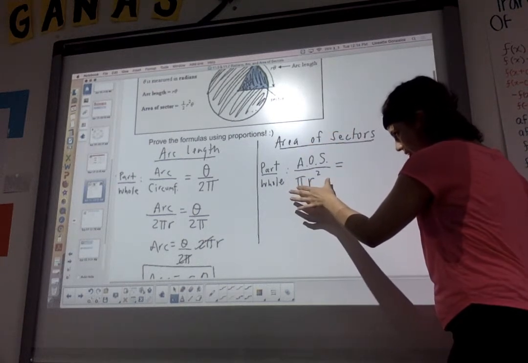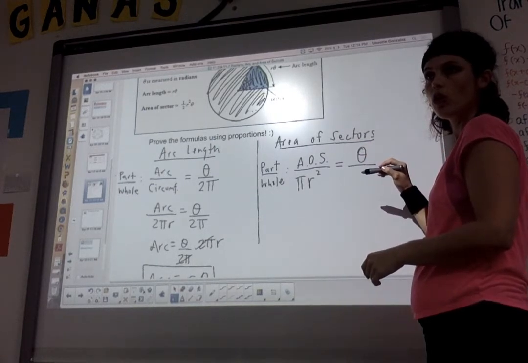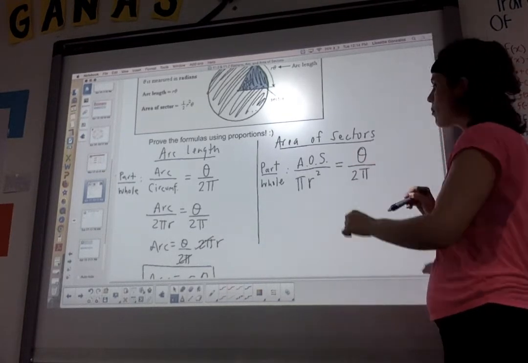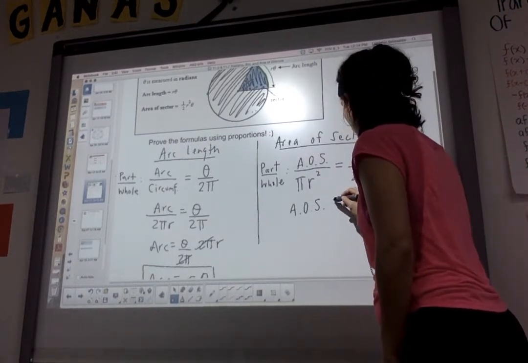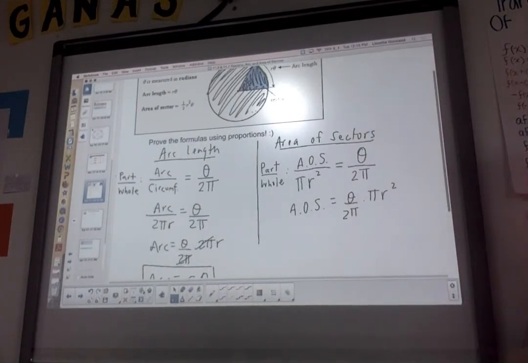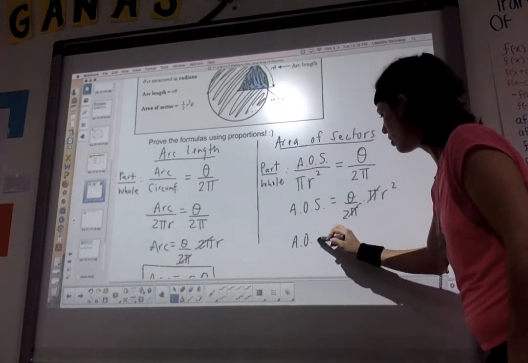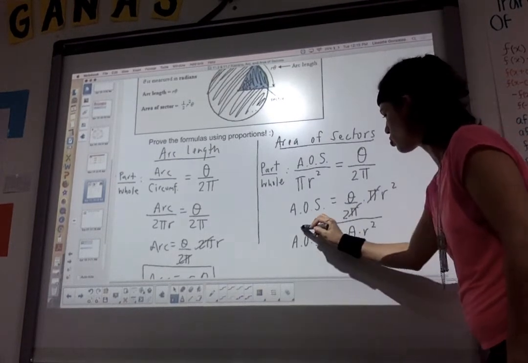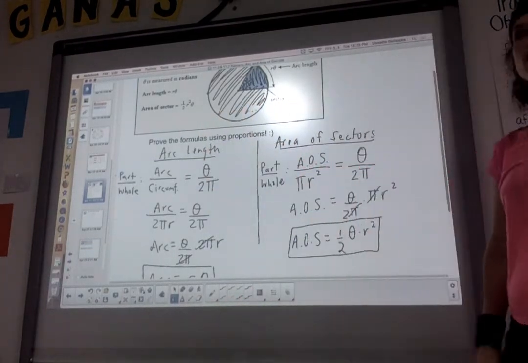The area of the sector is to the whole area of the circle, as theta is to what? Not 360. I want 2 pi. Now I'm gonna solve for area of sector. That's what we're after. So multiply both sides by pi r squared. And then what cancels? The pi. So what are you left with? The area of sector is half theta times r squared. Do you see that formula up top? Ta-da! That's where it comes from.